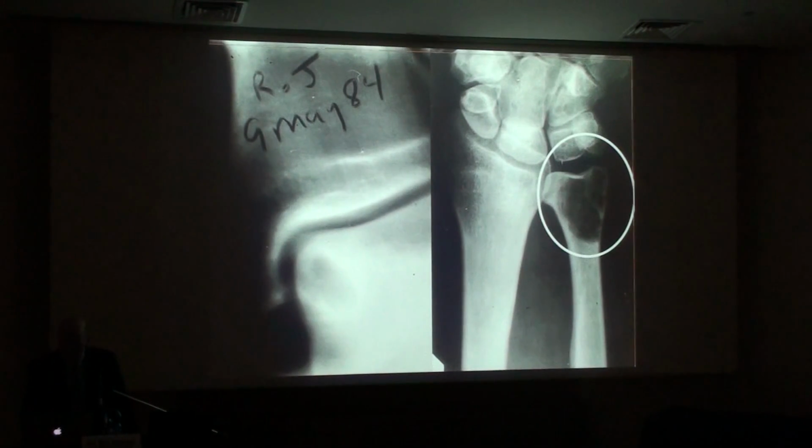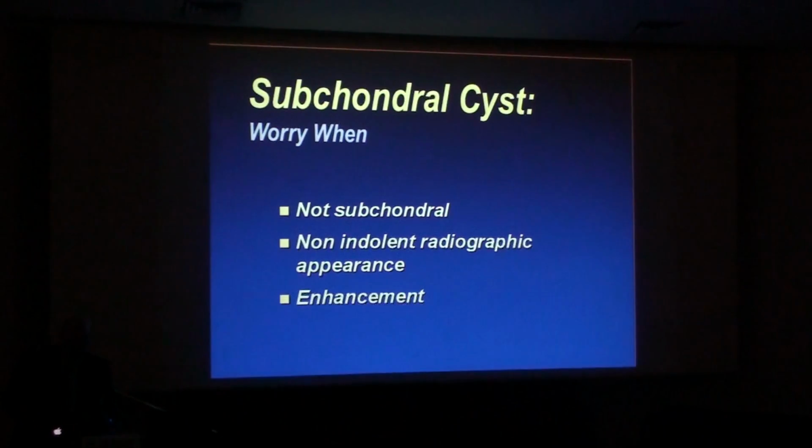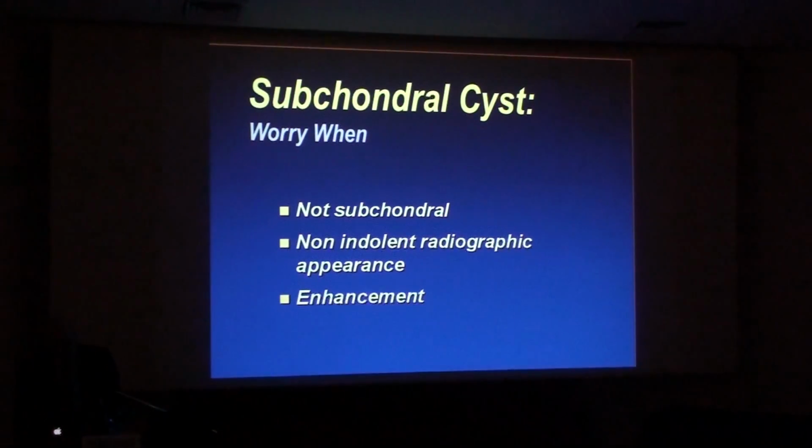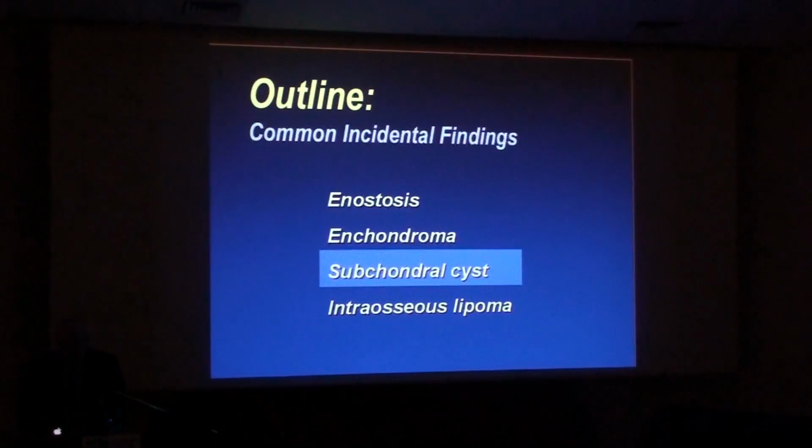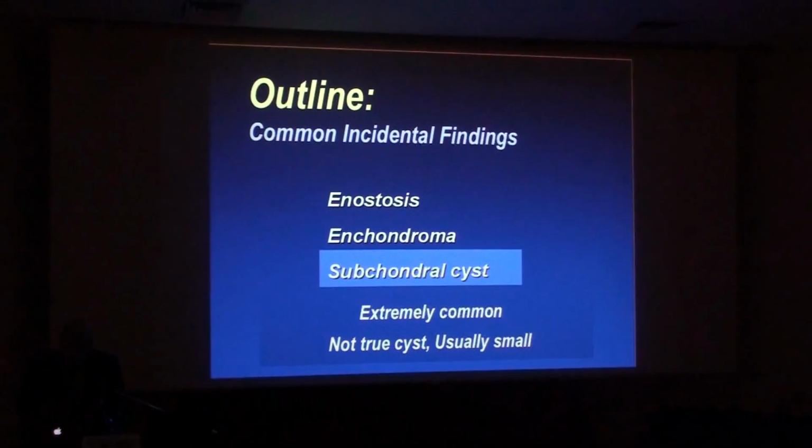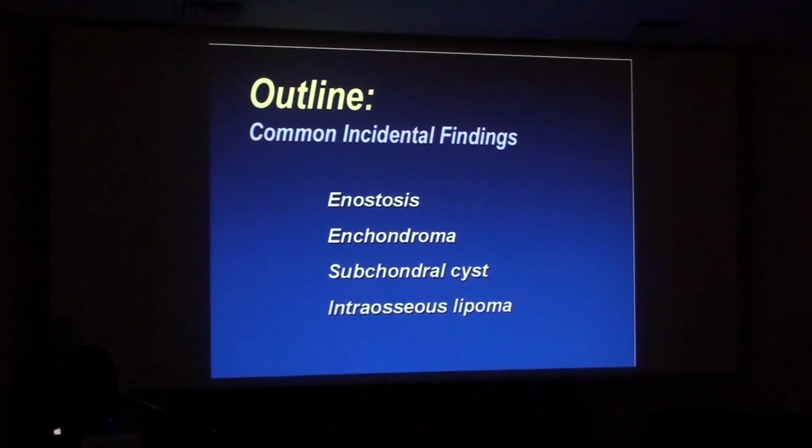And here is another one that was taken to surgery as a possible giant cell tumor. So, subchondral degenerative cysts, when do I worry? Well, I worry when they're not subchondral. I worry when they don't show an indolent radiographic appearance, and I worry when there are solid portions within them that show enhancement. So subchondral cysts are extremely common, not a true cyst, usually quite small, as we talked about, and usually not a diagnostic problem.